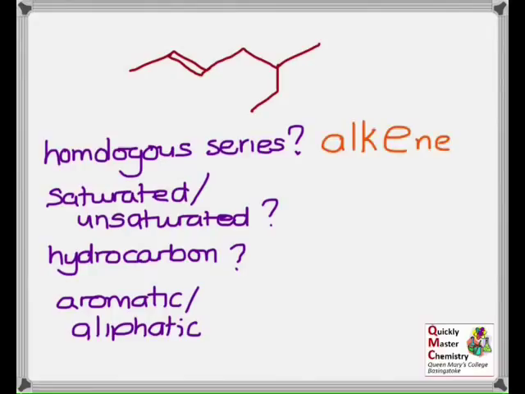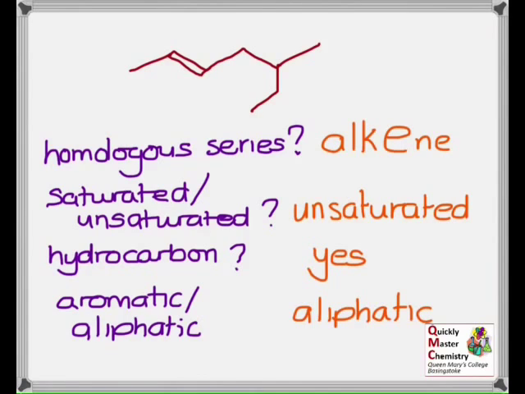So hopefully you spotted that it's an alkene with the carbon-carbon double bond. Notice how I've written the E nice and big in the middle of alkene. It's worth doing that when you're answering exam questions, just so it's obvious you're not writing alkane. Saturated or unsaturated? Well, it's unsaturated with the carbon-carbon double bond. It is a hydrocarbon. It's only got carbon and hydrogen atoms. Obviously the hydrogens aren't shown because we've done it in the skeletal format, and it's an aliphatic molecule because there is not a benzene ring present.